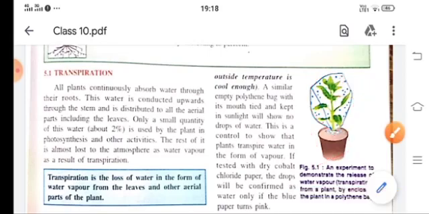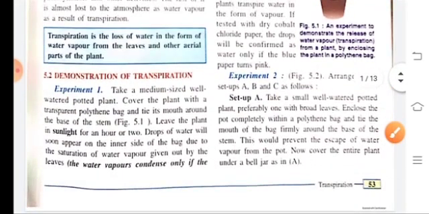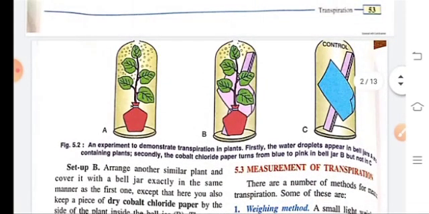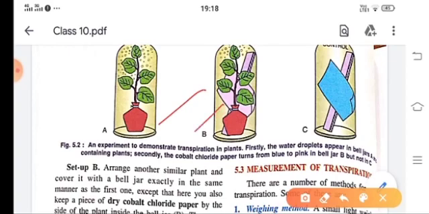Next is another experiment we are going to take. In this we are going to take three bell jars. Here, see, three bell jars we have taken. Two bell jars in which potted plants are kept, and one jar which is without a plant. The pot is covered with a polythene. Again this pot is covered with a polythene, and this bell jar is empty.